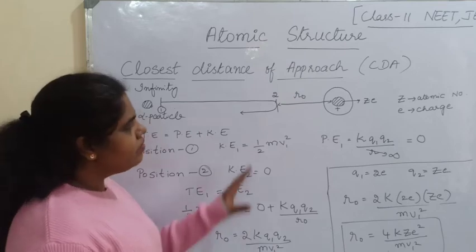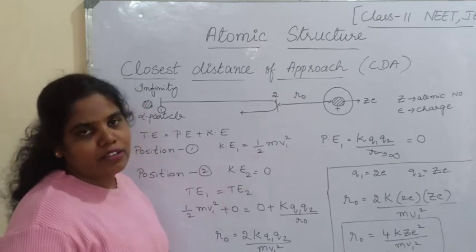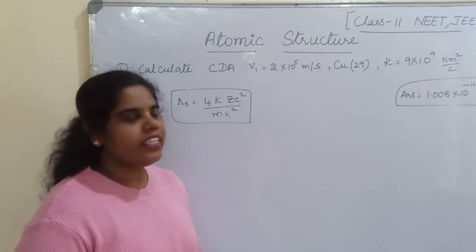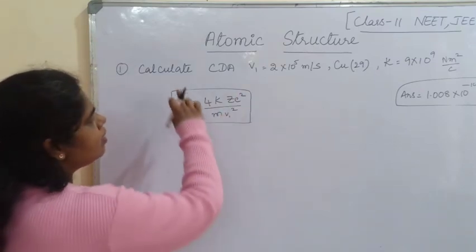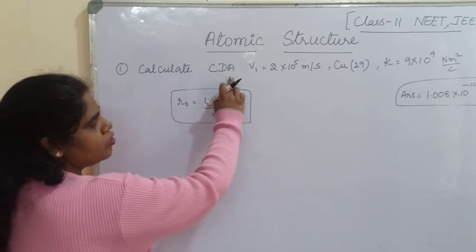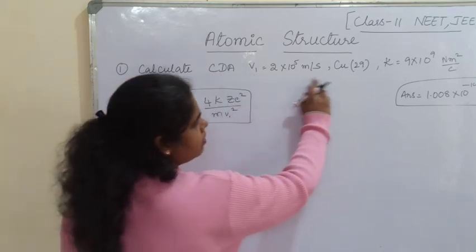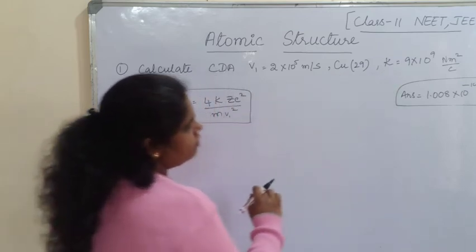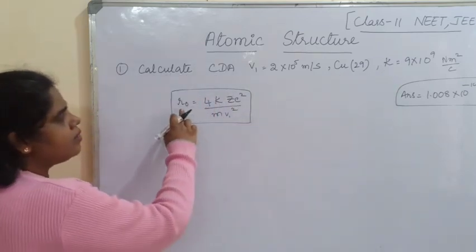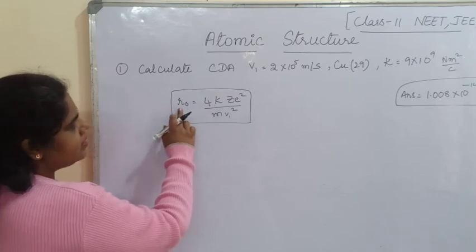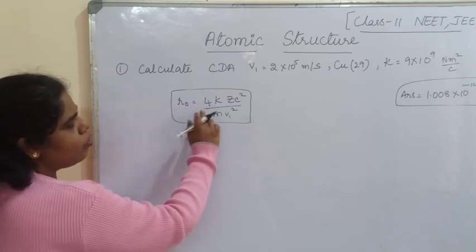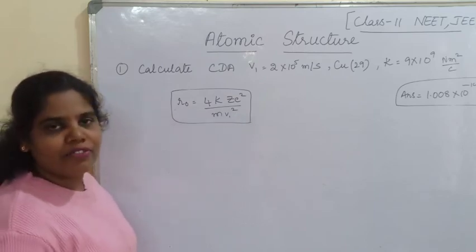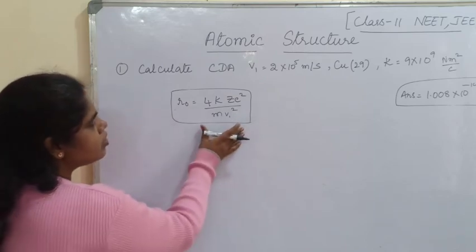Let us see one numerical on how to calculate R0. Students, here let us calculate CDA for this numerical, that is the closest distance of approach. V1 is given, the nucleus here is copper, and the K value is given. You know that the formula for CDA, that is R0, is equal to 4 K Z e square by mv1 square. This is the formula we derived. Let us substitute in this formula.